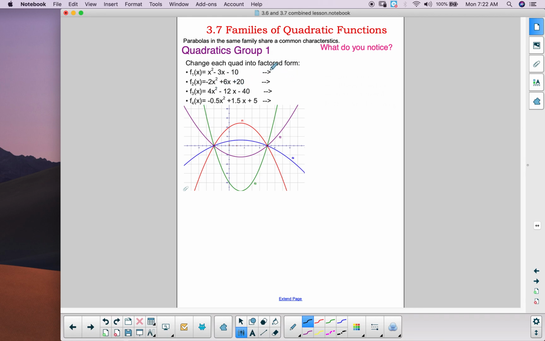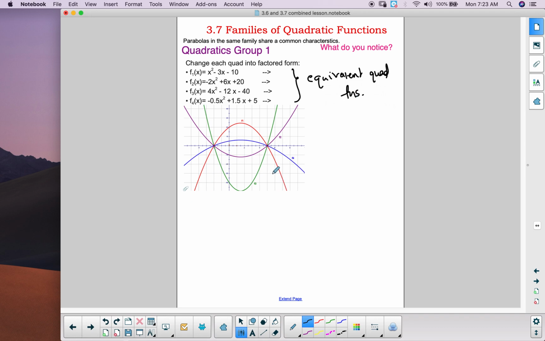And what you notice is each of these is actually equivalent to the other. So if you take the first one and you multiply it by negative 2, you get the second function. If you multiply the first function by 4, you get the third. And if you multiply the first function by negative 0.5, you get this. So these are all kind of equivalent quadratic functions.